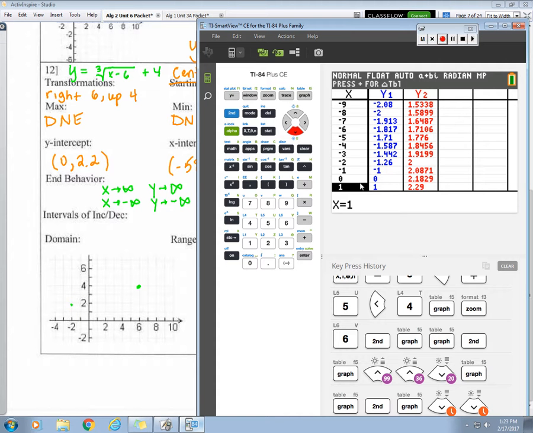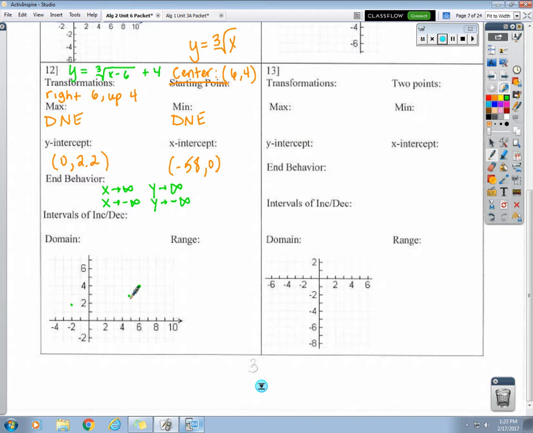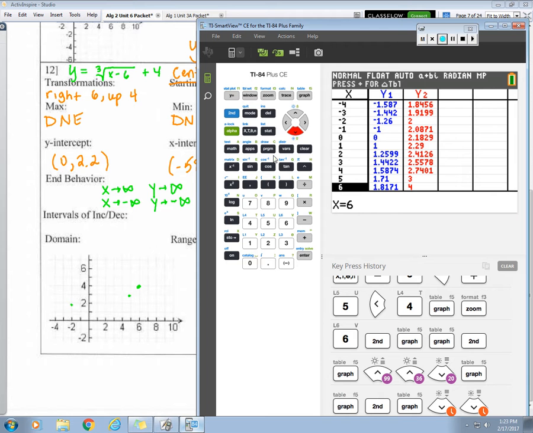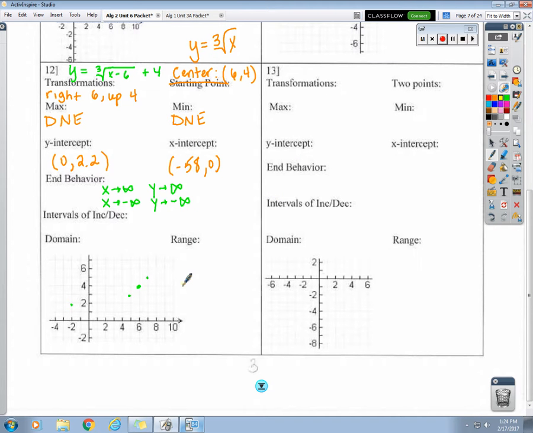And then the next nice point I see is 5, 3, 6, 4. Yeah, we already have 6, 4. That was our center. Okay, and then 7, 5. So that should be enough. I mean, you've seen the picture, so you know this is the center, and from there it goes up. And then it goes down to the left.